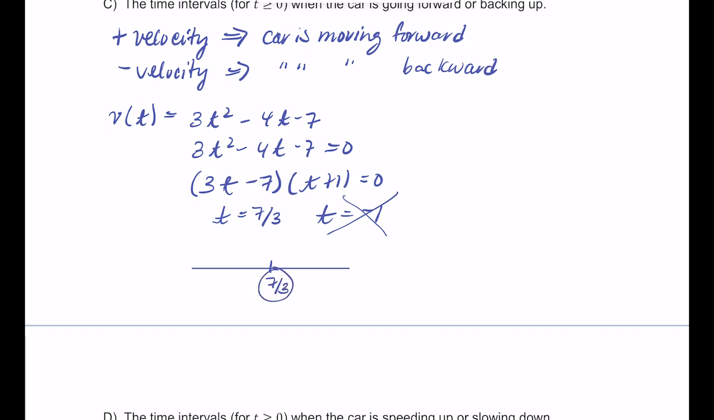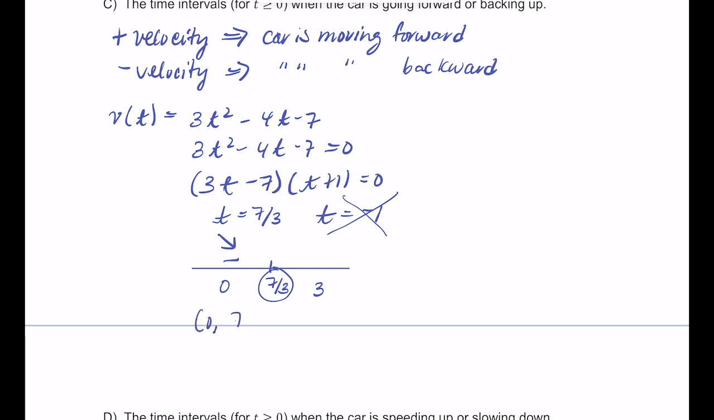Okay, so I'm going to pick a number to the left of it to test, like 0, and then maybe 3. And we're going to look at the signs, right? So when I plug a 0 in here, I'm going to get a negative times a positive, which is a negative. So the function is decreasing on that interval from -infinity to 7/3. Actually, from 0 to 7/3, right? Because time can't be less than 0.